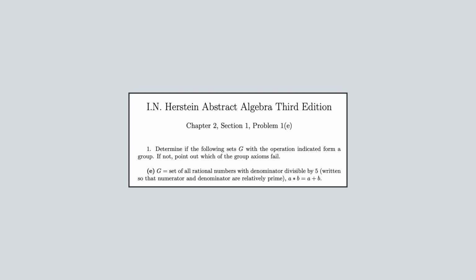Herstein Abstract Algebra, 3rd edition, Chapter 2, Section 1, Problem 1e. Determine if the following sets G with the operation indicated form a group. So our set G is the set of all rational numbers with denominator divisible by 5, written in reduced form, and our operation A star B is addition. A star B equals A plus B.